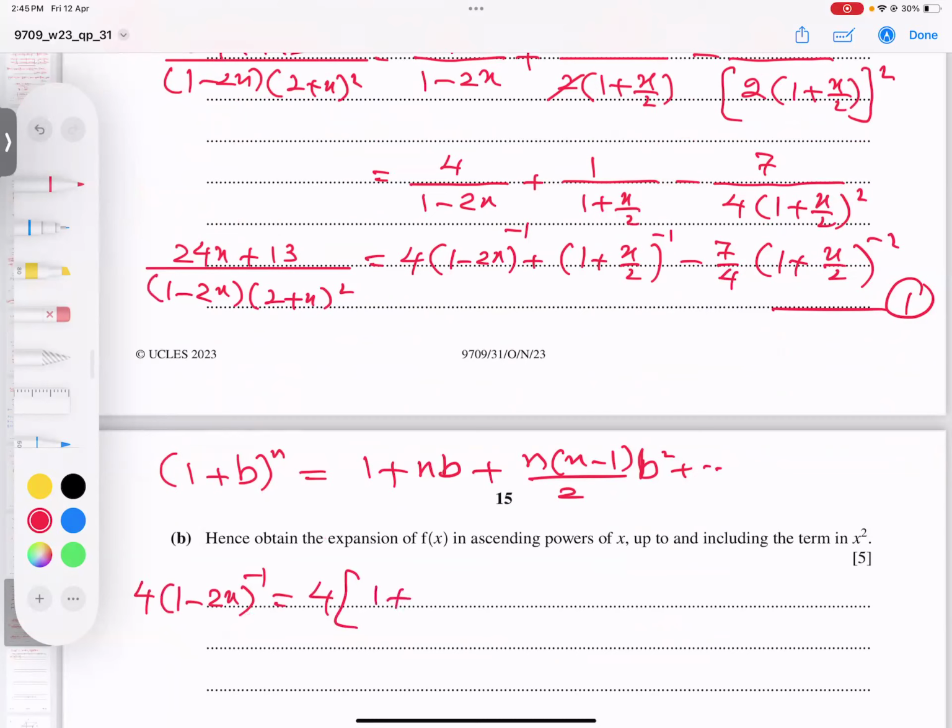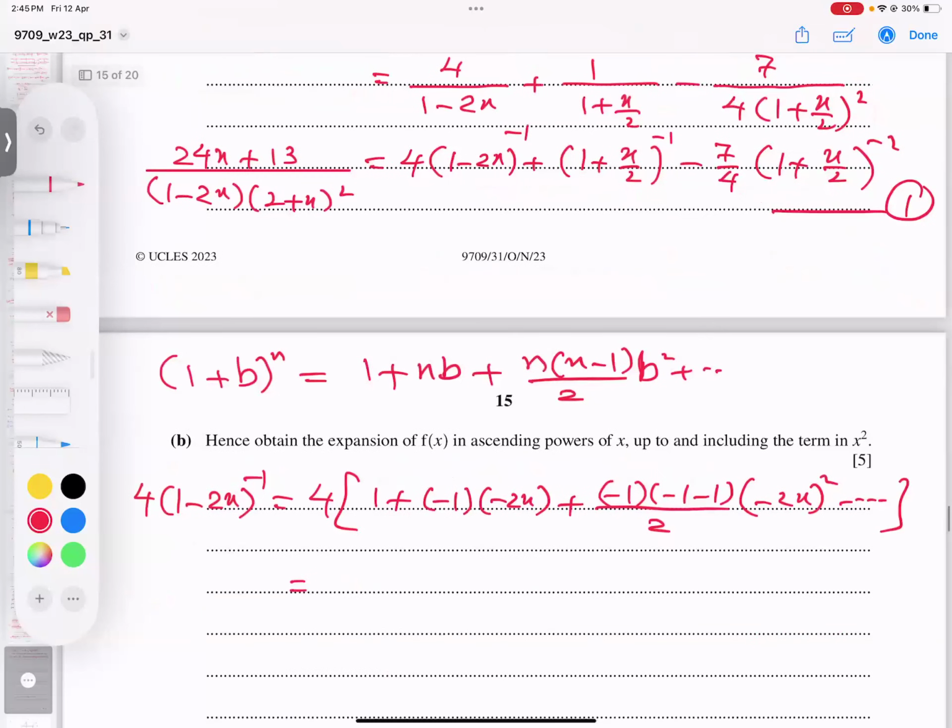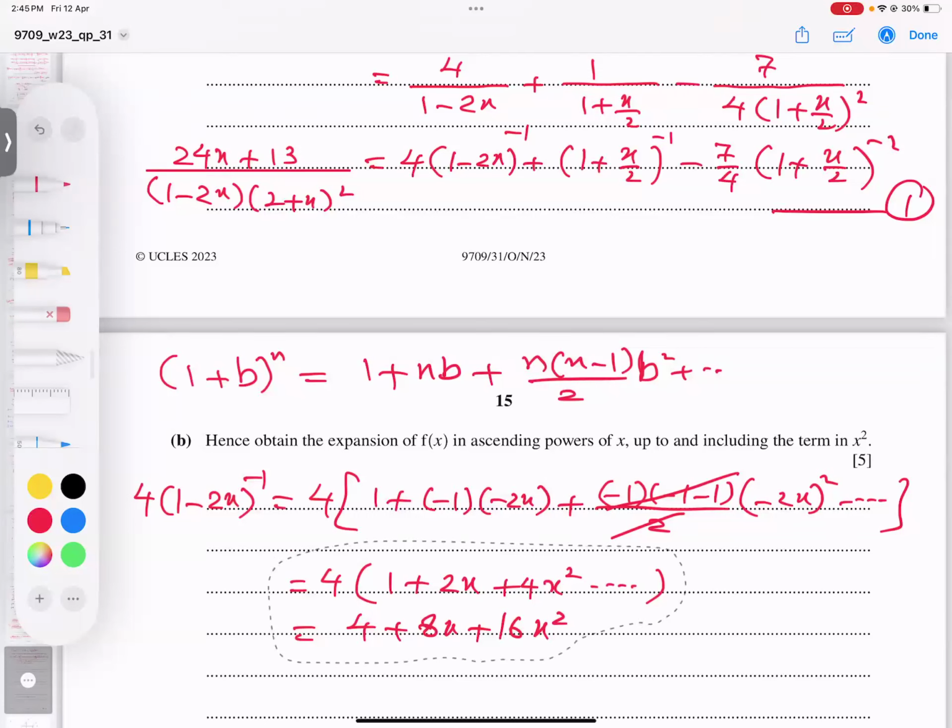So 1 remains, then n into b. This and this multiply, so -1 into -2x. And then what is the formula? n into n minus 1 over 2 factorial: -1 into -2, over 2, into the square of -2x, whole square. So on and so forth. Here I got 2x, and here this will cancel out if you check in calculator. And ultimately I'm getting 4x squared. So on. And 4 ones are 4, and 4 twos are 8, and 4 fours are 16, x to power 2. So first job, number 1, is done. So I believe the idea is very clear.